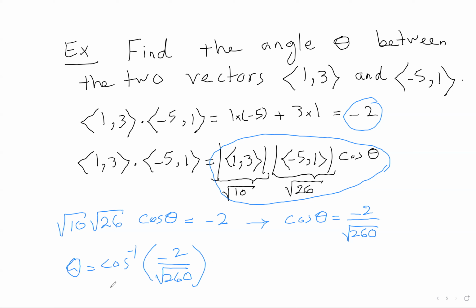Suppose at the end, I want to show my answer in terms of degrees. Let me put a degree sign over here. So I want to show my answer in degrees, rounded to 1 decimal place. You should round at the end of your solution, not in the middle. So on your calculator, use cos inverse and then type -2 divided by radical 260.